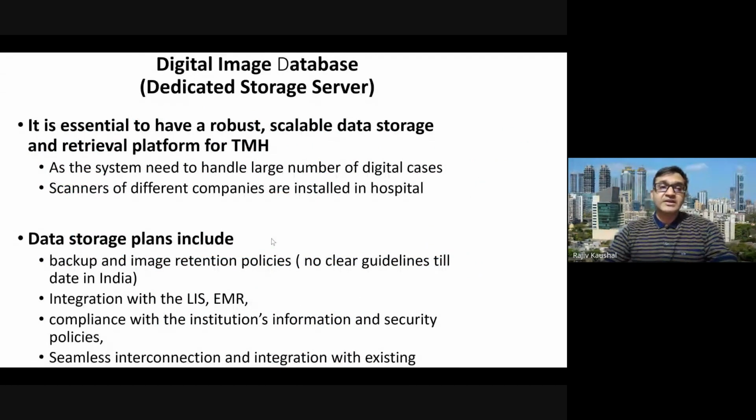After the scanner, as I mentioned, data storage is one of the crucial components, and you have to invest in storage depending on your storage or archival policies. Although till date there are no clear-cut guidelines in India about archival, we have given a proposal to NABL to include that also, because many labs are now going for digital solutions.